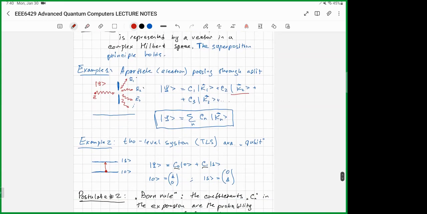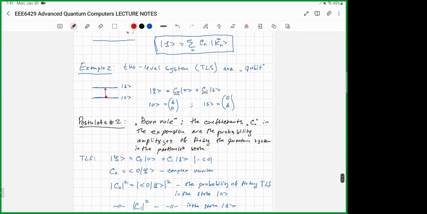Then we say that before we measure our quantum system in a particular state, we have to consider the system in all possible states at the same time. And this is the so-called superposition principle. The superposition of all possible states represents the psi vector, right?